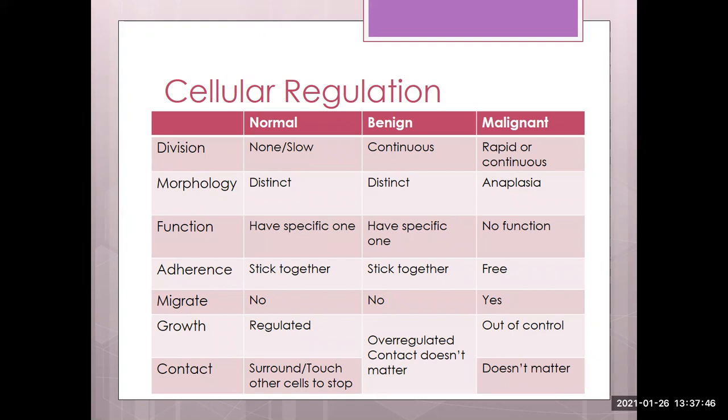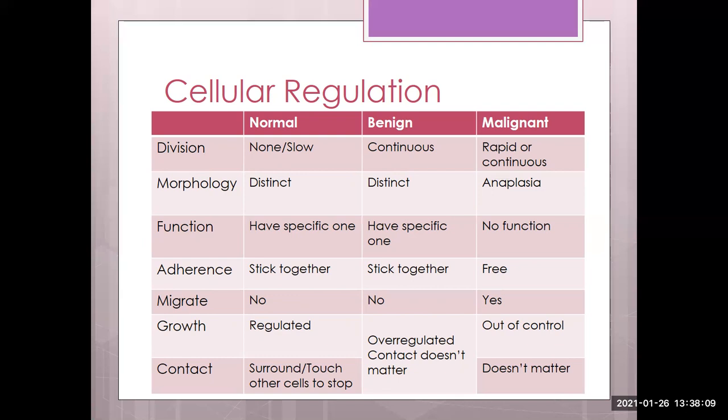With a malignant cell or a malignant tumor, that division is rapid and continuous. So the cells divide very quickly, which is important in relation to some of the treatments that we talk about and some of the side effects. And the malignant cells continuously divide.